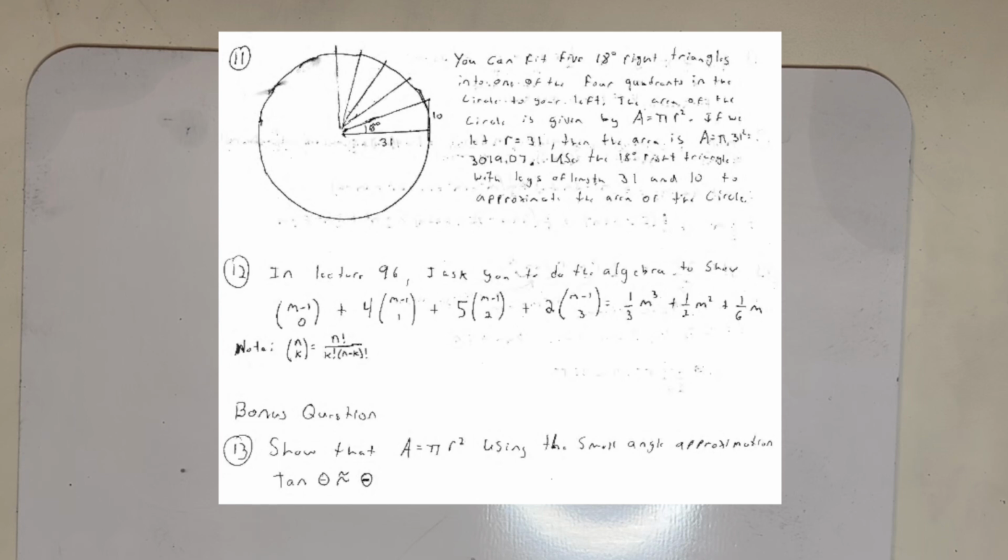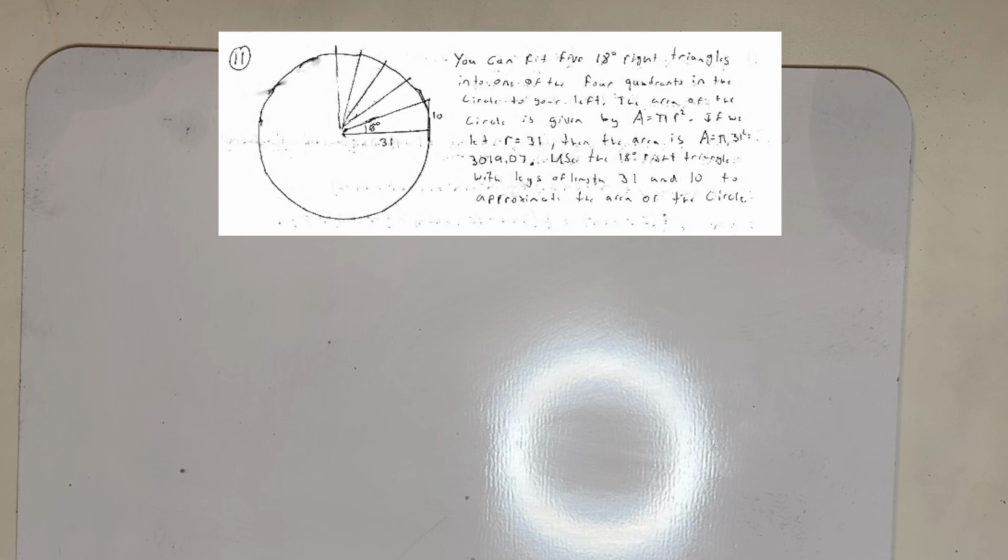Okay, problems 11, 12, and 13 really apply to lesson 96 as far as integration goes. But let's start with number 11. It says you can fit 5 18-degree right triangles into one of the 4 quadrants in the circle to your left. The area of the circle is given by A equals pi r squared. If we let r be equal to 31, then the area is A equals pi times 31 squared, which is approximately 3019. Use the 18-degree right triangle with legs of length 31 and 10 to approximate the area of the circle.